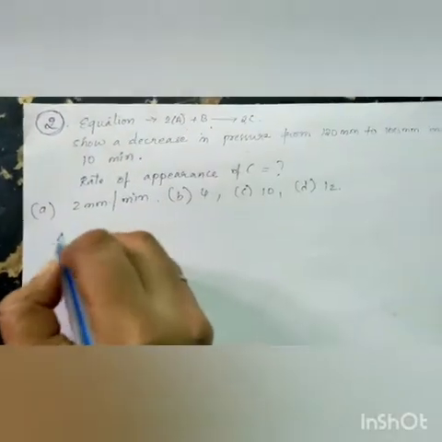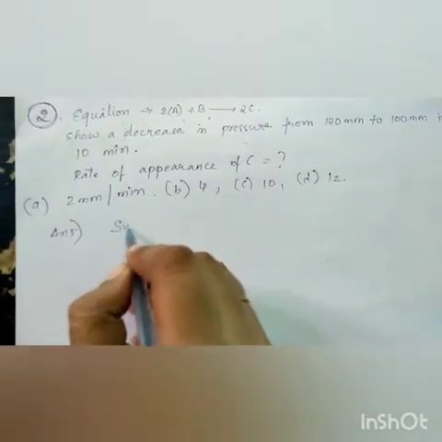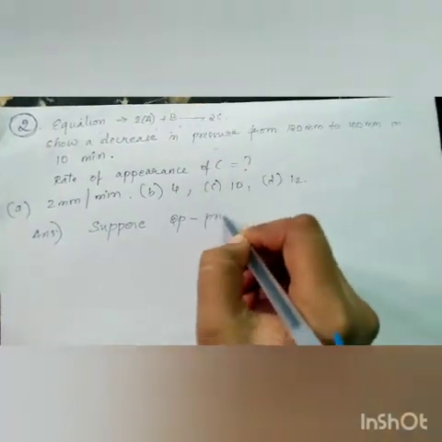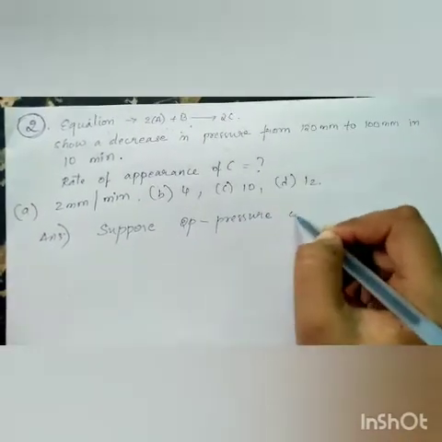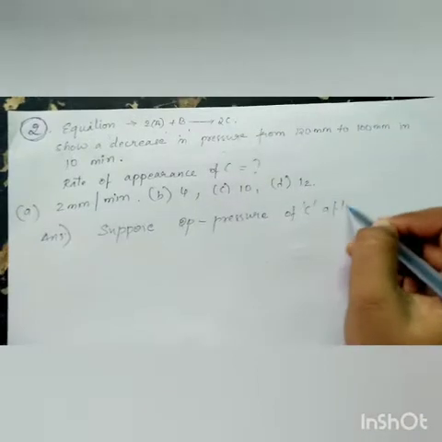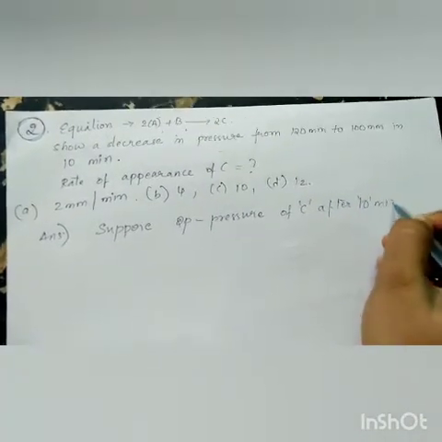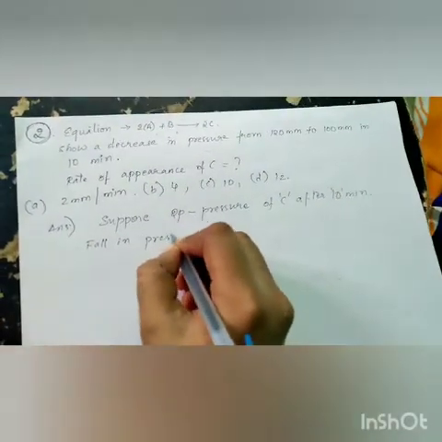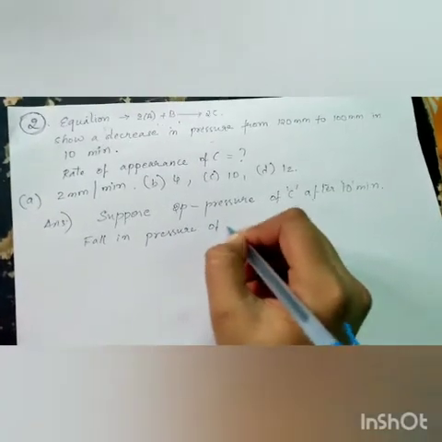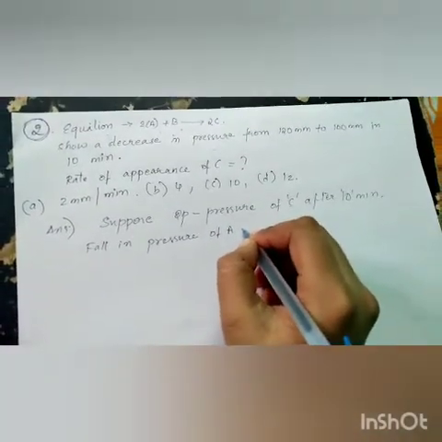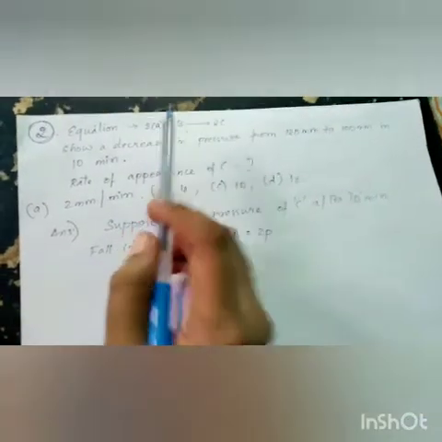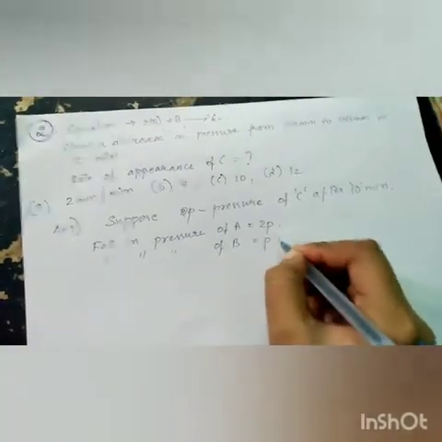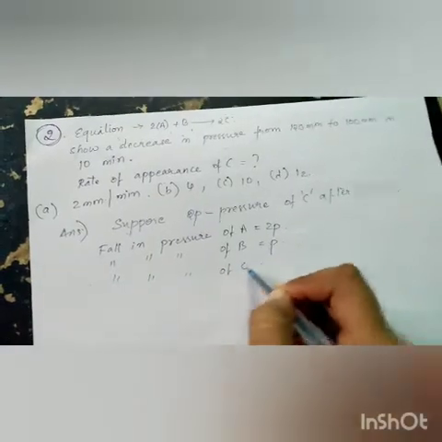Okay, see now. Suppose you take 2p as the pressure of C after 10 minutes. And there will be a fall in pressure of A equal to 2p. A will be 2p. Same again, fall in pressure of B will be p. Fall in pressure of C will be 2p.